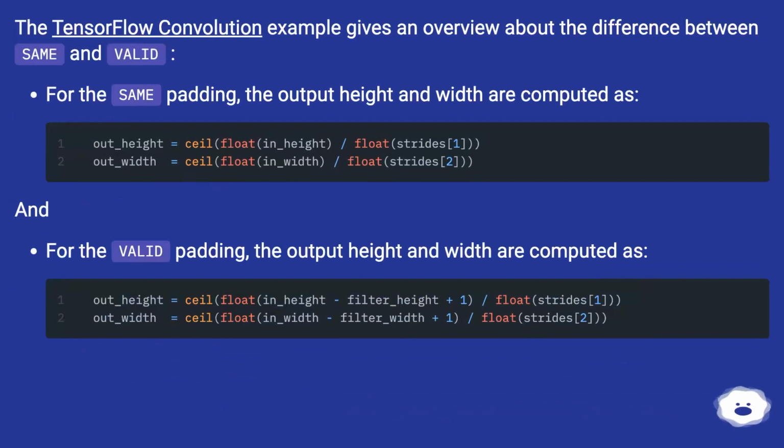The TensorFlow convolution example gives an overview about the difference between same and valid. For the same padding, the output height and width are computed as follows. For the valid padding, the output height and width are computed as follows.